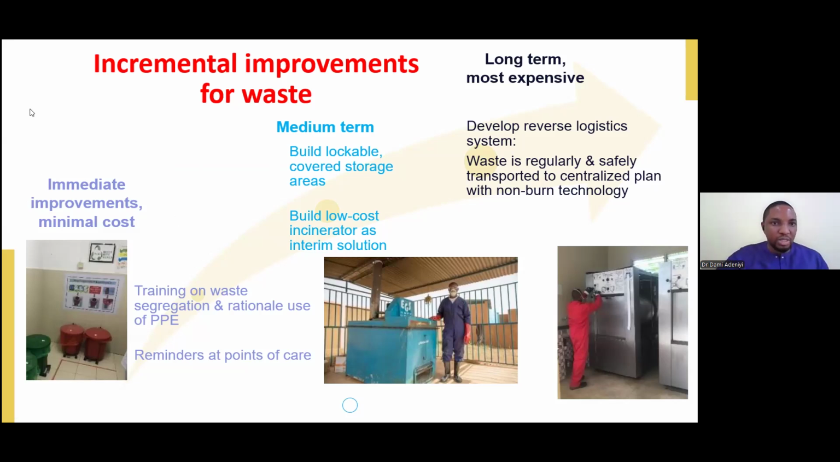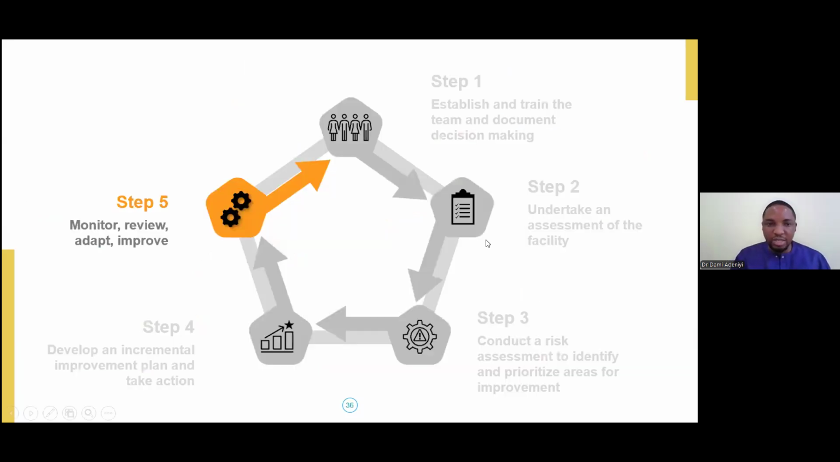These are examples also in step 4 of some of the improvements that can be made in the area of healthcare waste management. Immediate improvements that have minimal cost may include training the staff, ensuring you have reminders at the point of care, or training them on the rational use of PPE. Medium-term improvements will mean perhaps you want to build a low-cost incinerator, or a temporary storage that can be locked for waste. And then more long-term or more expensive solutions might be developing a centralized plan that doesn't involve burning in terms of waste management. So just a few examples of improvements you may decide to come up with.